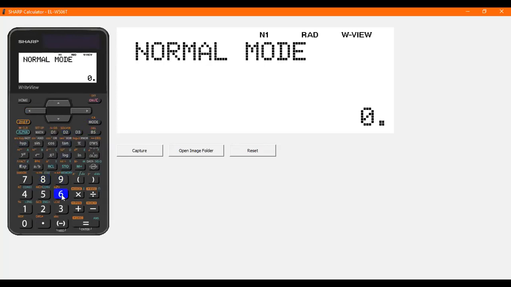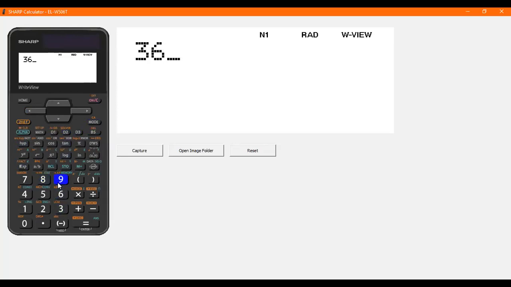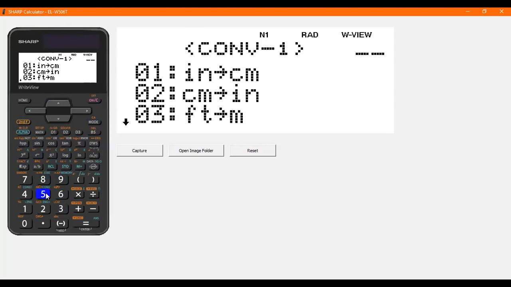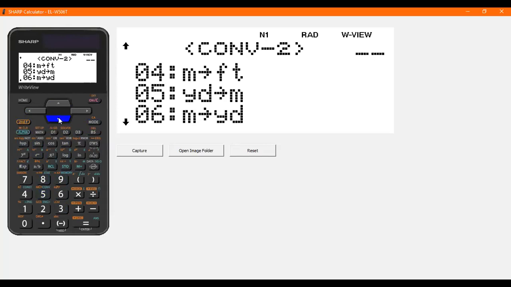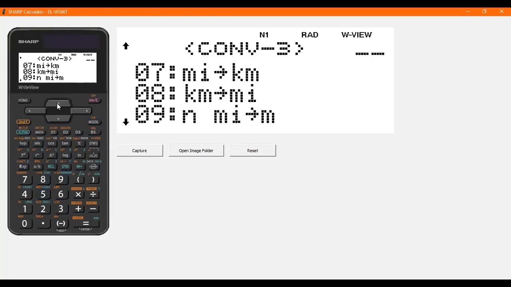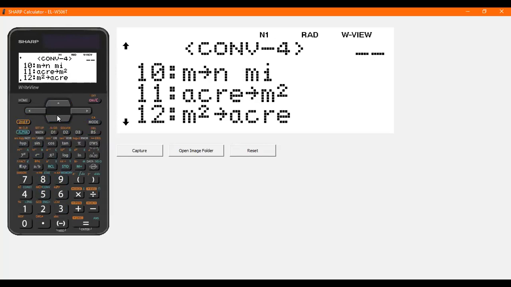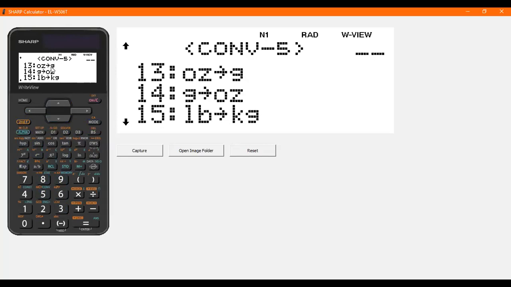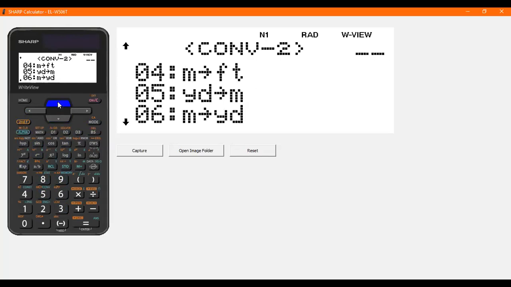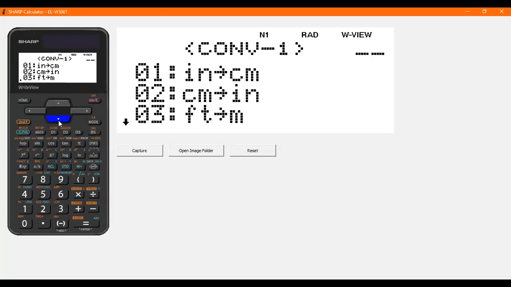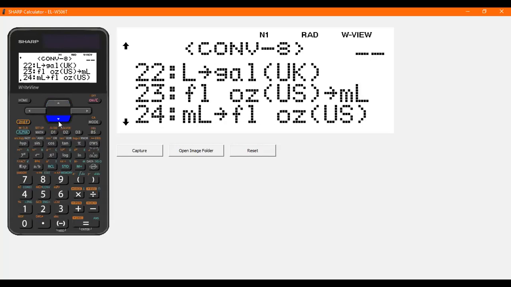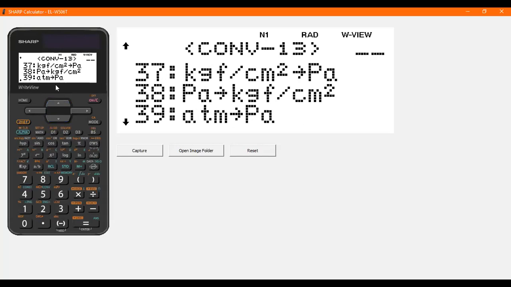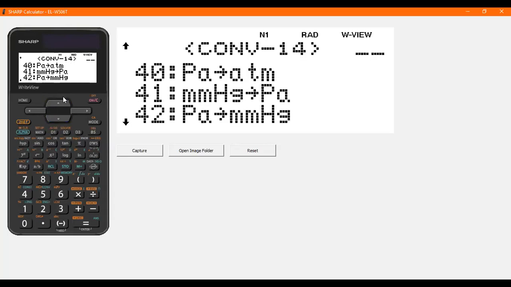So say, for example, we have 36 ounces and we want to convert those into grams. What we would then say is alpha, and you'll see number 5 has a little convert. So we press 5, and we're looking for ounces to grams. So we just go through our table and look for ounces to grams, which is 13. You have, if I recall, 44 different conversions that you can use. So it's really nice to have, these are particularly nice for the science students as well.